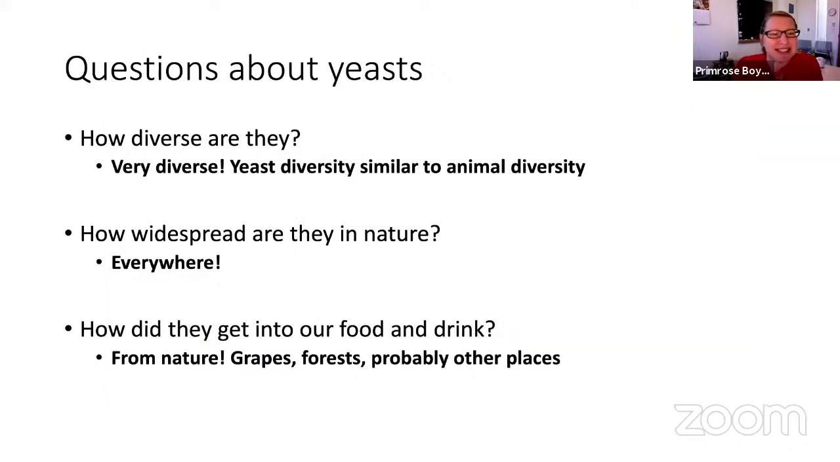So we asked some questions about yeast. We asked how diverse they are. They are very diverse. Their diversity is similar to animal diversity. They are very widespread. You find them everywhere. We found them in forests. We found them on grapes. We found them in carnivorous plants. And other people have found them other places.